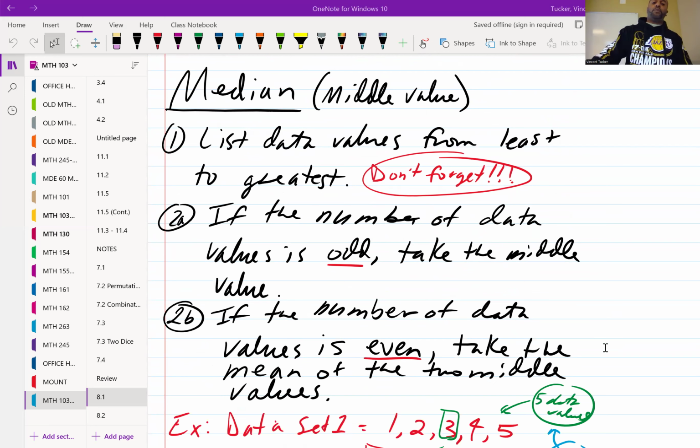From there, depending on the scenario that you have, you're going to go to this next step. It says, if the number of data values is odd, you're going to take the middle value. If the number of data values is even, you'll take the mean of the two middle values. So I'll show you that in a second.